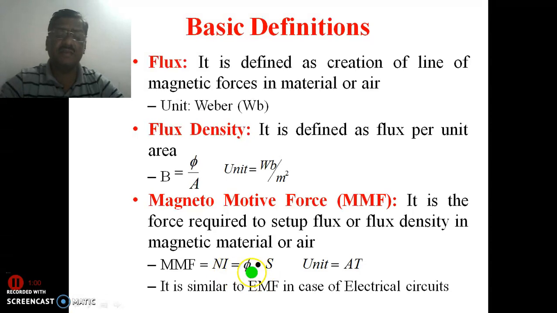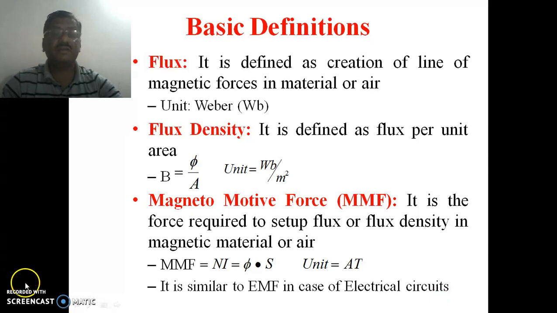This formula is very similar to the formula of EMF, because we have the formula V is equal to I into R. Here phi is similar to I, and S is similar to R, that is phi into S is the formula, and its unit is ampere turns. This MMF is very similar to the EMF in the electrical circuit. Whatever EMF is in the electrical circuit, the similar parameter in the magnetic circuit is the MMF.